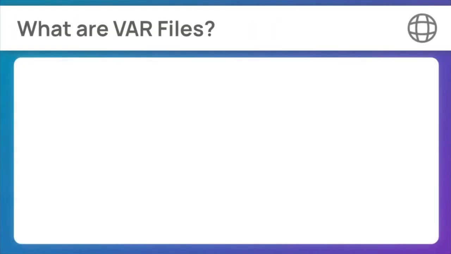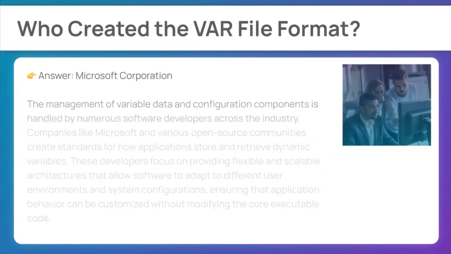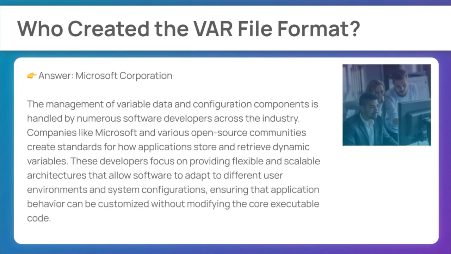The VAR extension is a variable data or game modding file containing scripts and assets for customizing software. It allows developers to alter game assets or code to create new user experiences and modified content. The structure varies by game and can range from simple text to complex archives containing folders used for game alteration.